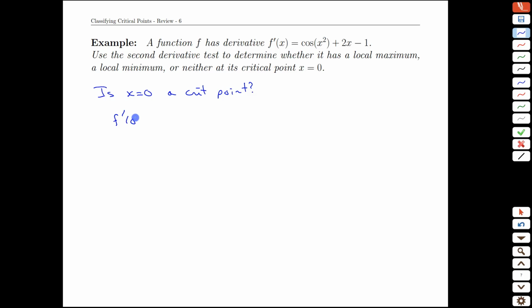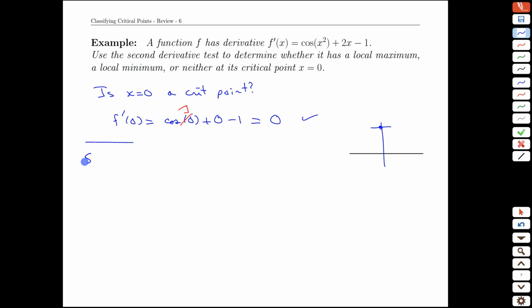Well, f prime of 0 is cos of 0 plus 2x, but x is 0, minus 1, and cos of 0 is 1 as well. So we end up with 0. So yes, at x equals 0, we have 0 slope. So what we know about our graph is at x equals 0, there is some point with flat slope. We don't know where exactly it is because we don't have f, but we know the slope is horizontal.